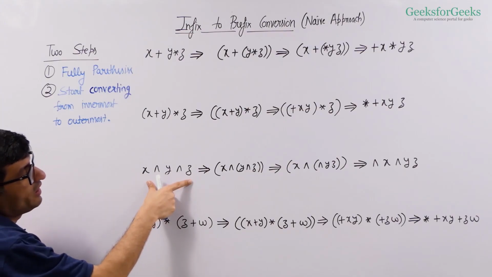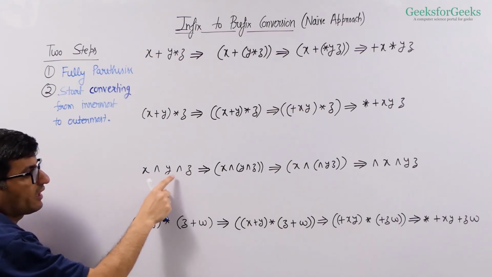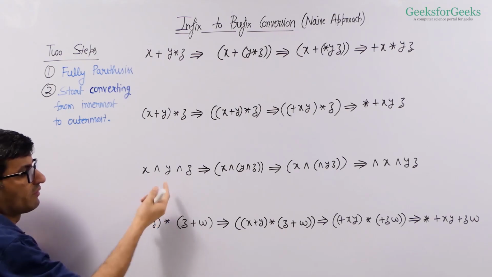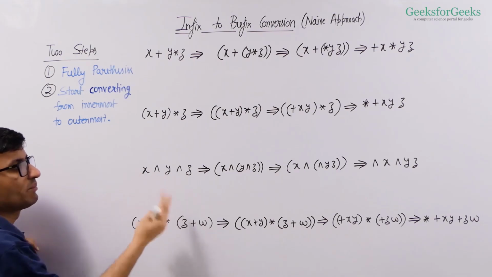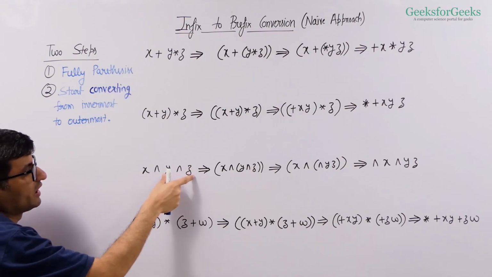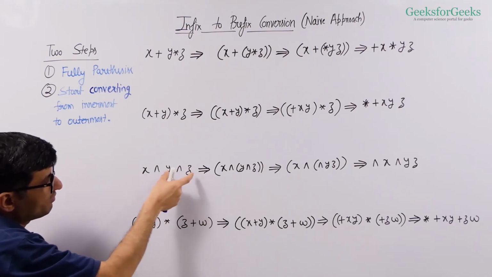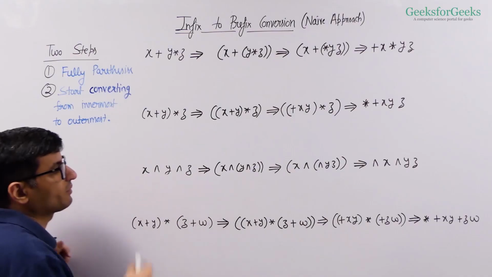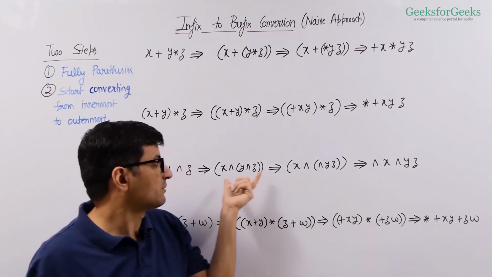Here we know that this power operator has associativity from right to left, right? Since there are two power operators of the same precedence, we need to look for associativity. So this has right to left associativity. So we are going to parenthesize this part first, and then we are going to parenthesize the whole thing. So we'll get this expression.